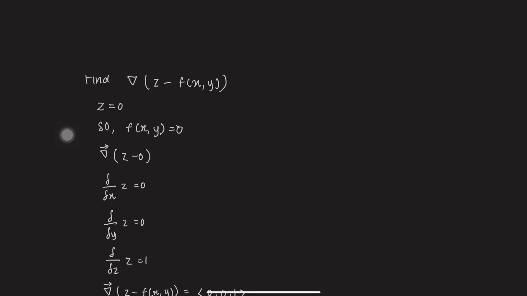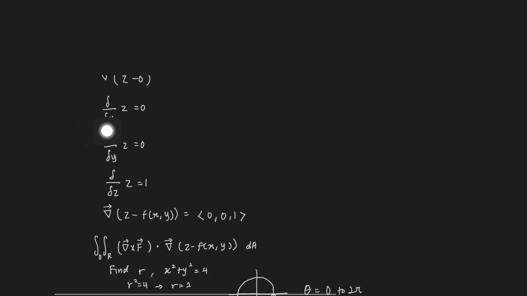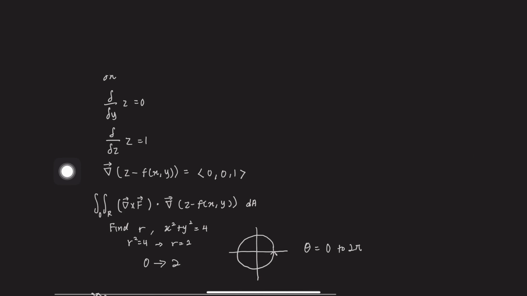Next, the second thing that we have to find is the gradient of z minus f(x, y). In this question, it is already mentioned earlier that z is equal to 0, so f(x, y) is equal to 0. So we have to find the gradient of z. Del over del x of z is equal to 0. Del over del y of z is equal to 0. Del over del z of z is equal to 1. So we already get the gradient of z minus f(x, y), which in vector notation is 0, 0, 1.